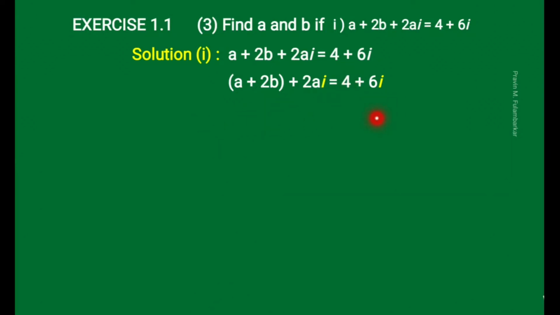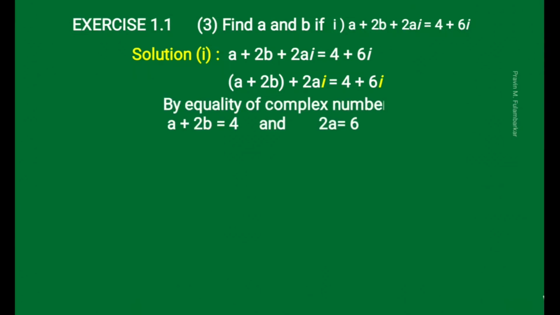So we can equate these two complex numbers. So we write here, by equality of complex numbers, A plus 2B equals 4, and 2A equals 6. That is, the real part equated with the real part, and the imaginary part equated with the imaginary part. So first we find the value of A. Dividing both sides by 2, we get A equals 3.